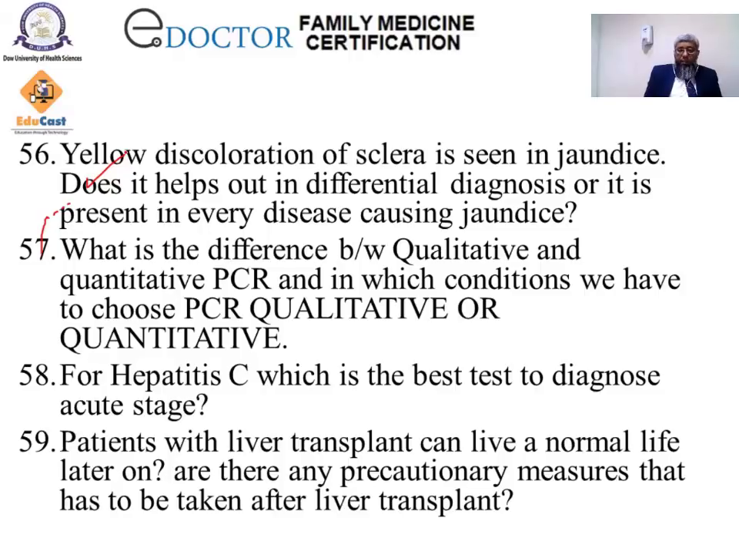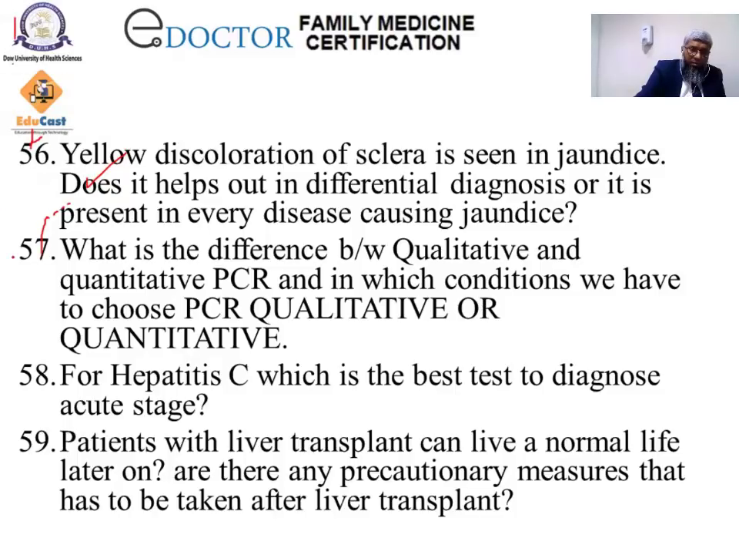For hepatitis C, which is the best test to diagnose acute stage? For hepatitis C, acute stage is very, very rare. You cannot diagnose as such. The only thing is the hepatitis C antibody, but majority of the time in acute hepatitis C the antibody takes some time, so it is not present. In that scenario, you can check hepatitis C viral load, or HCV RNA.